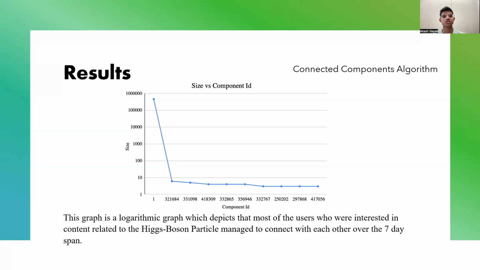So in this graph, you can see that the cluster having component ID 1 has around 5 lakh nodes, but the later clusters, those with IDs 321684 and so on, have very few nodes within them, that is less than 10. So this tells that the users who were interested in the content related to the Higgs boson particle managed to connect with each other over the 7-day span.